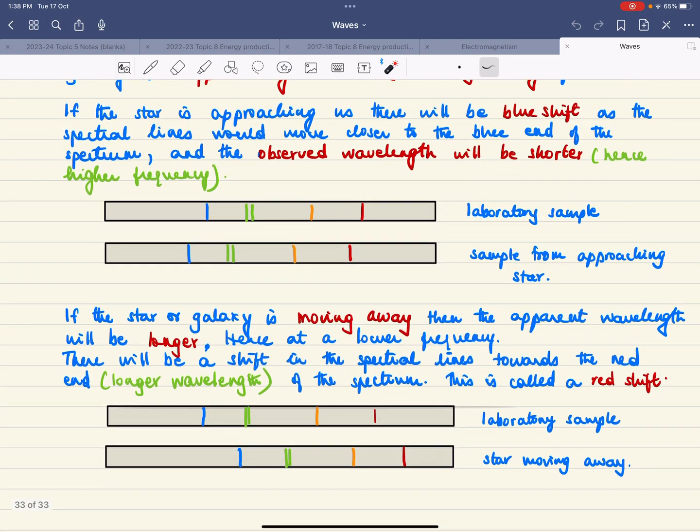In the same way, if the star or galaxy is moving away, then the apparent wavelength will be longer. Hence, it will be at a lower frequency. So there will be a shift in the spectral lines towards the red end of the spectrum, which is the longer end of the spectrum, and this is called a redshift. So here's your laboratory sample, and if the star is moving away, everything would have undergone a redshift. So this red is further away compared to that.